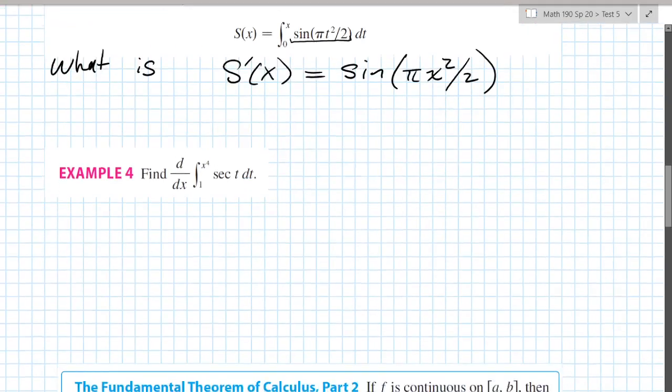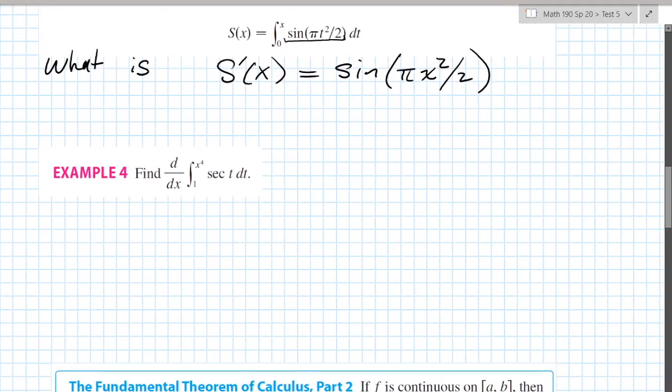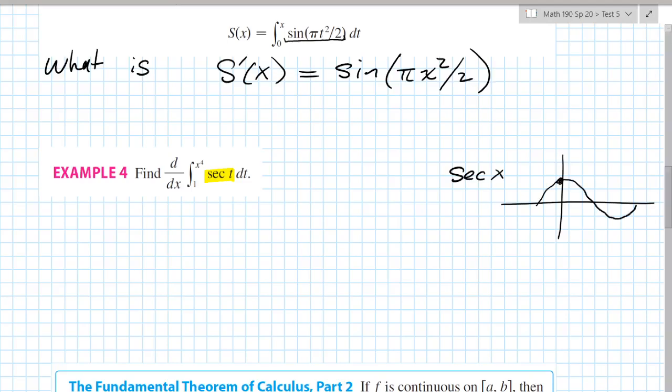The next one is a little bit more tricky because we need to play with it a little bit in order to get this to work. A couple things to notice is that the secant of t function is not continuous everywhere. If you remember, the secant of x graph is related to the cosine graph, right? Cosine starts up here, does something like this. Secant graph would have a graph that looks something like that.